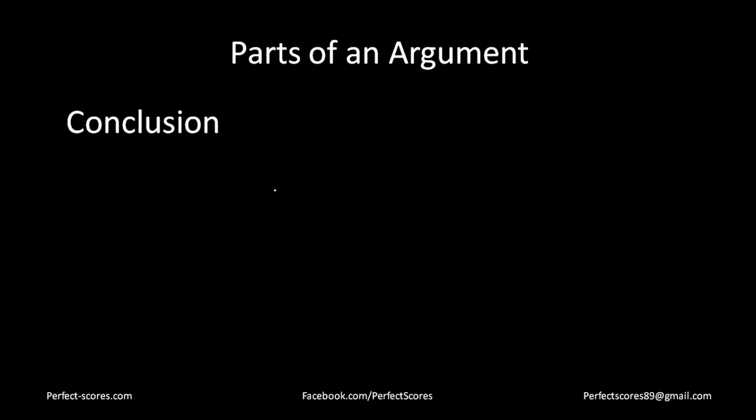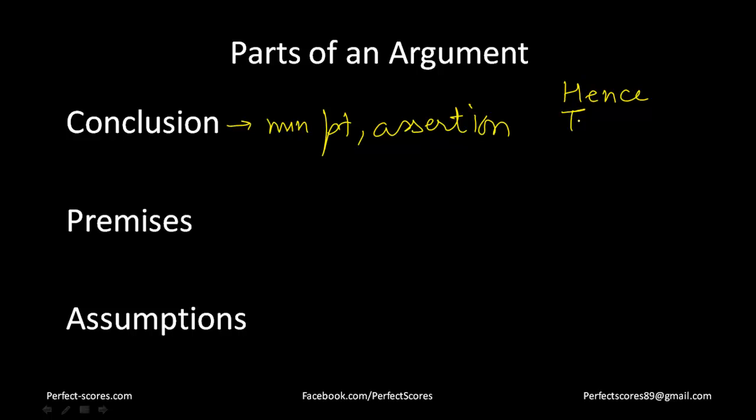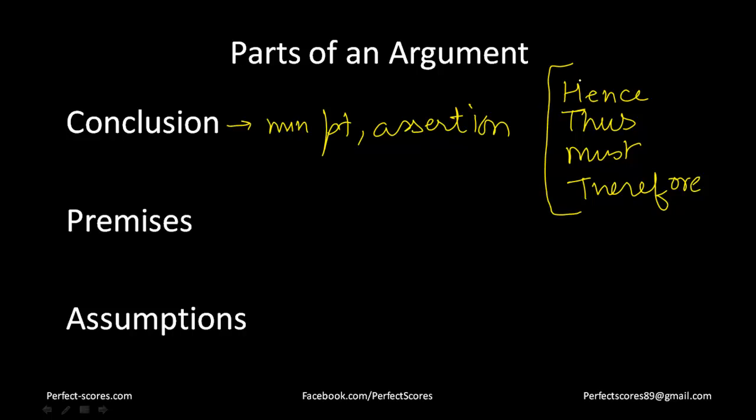So let's go ahead and revise what these three important parts are. Conclusion is the main point of an argument. It is the assertion that is given by the argument, and usually it is identified with the help of words like thus, hence, must, therefore. Whenever you are recommending something or suggesting something, usually you have these words. Sometimes it is directly mentioned that thus it can be concluded, or the conclusion is this. So it's very easy to identify the conclusion of an argument. It can be in the first half, the second half, or in the middle of an argument.